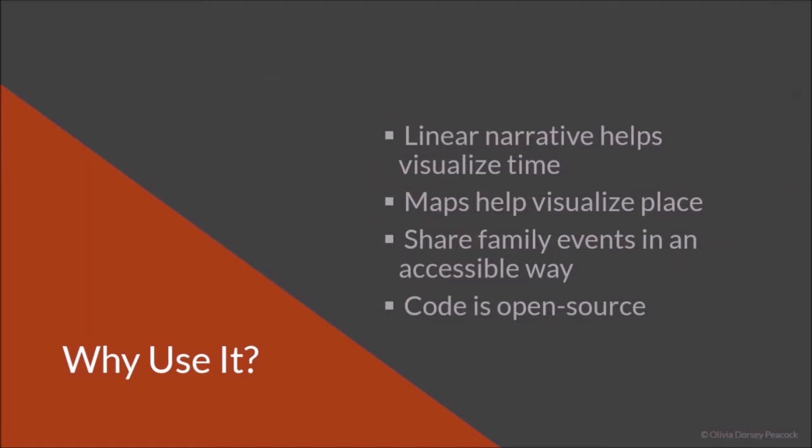And why would you want to use StoryMap JS? So the linear narrative of having events happen one after the other helps you visualize the time aspect of the events in your family history, and the maps help you visualize the place. So by being able to present both of those, it allows you to share events that have happened to your family in an accessible way. If you are a coder, this may be interesting to you. The code is actually open source, so you can take a look at how things are working under the hood, and you can truly customize it to fit your needs.